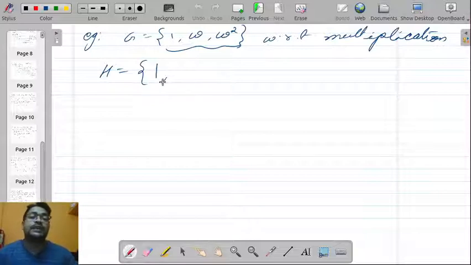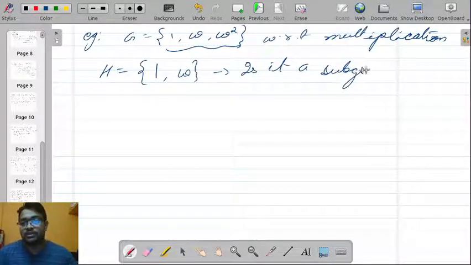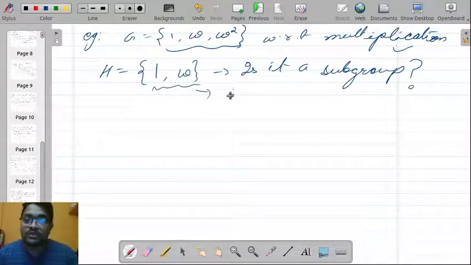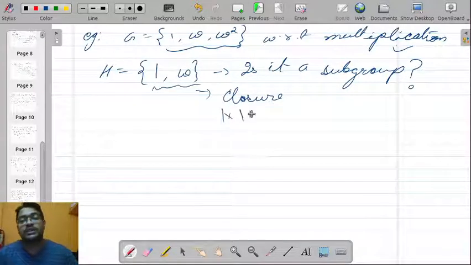So here, if I take H equal to {1, omega}, is it a subgroup? Remember, the operation has to be the same, the multiplication operation. So that means I have to check whether it is a group or not. For being a group, first the closure property has to be satisfied. What is the closure property? The product of any two elements should be an element inside H only.